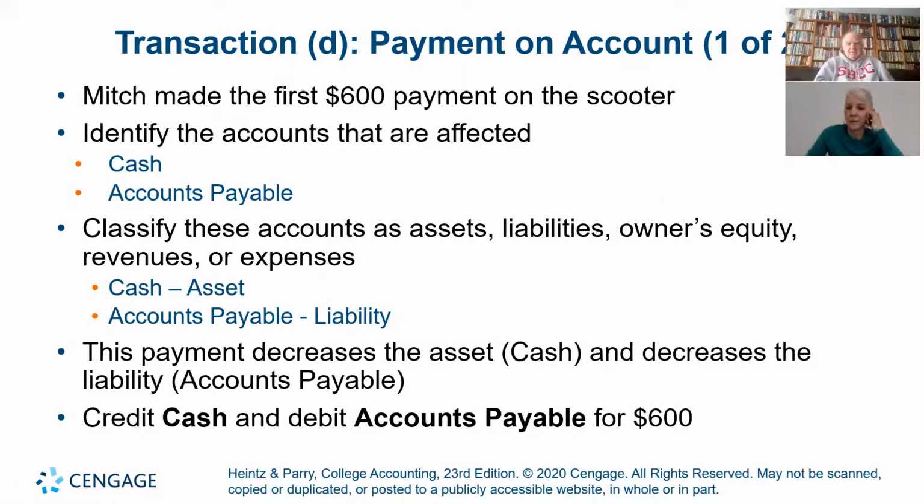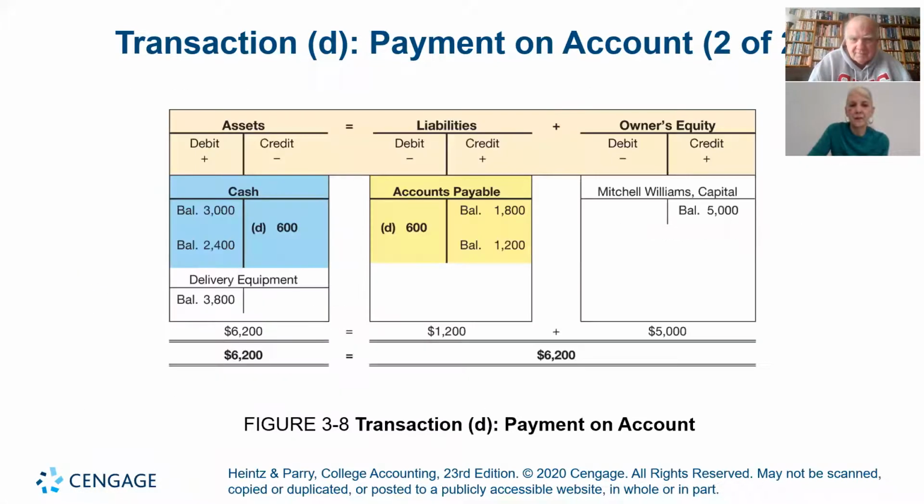Payment on account. Now it's a few days later, perhaps in the same month, and Mitch is going to make a payment toward that bill. He's not going to pay the whole thing, I guess. So he paid part of a bill. We know cash is going to be involved, and we know accounts payable. Cash is going to go down with a credit, and accounts payable is going to go down with a debit, Lori. Accounts payable goes down with a debit.